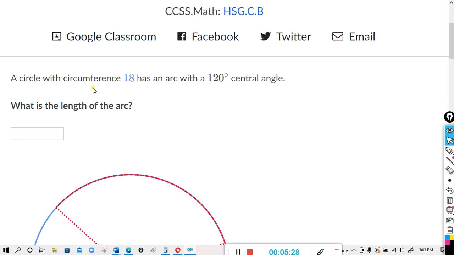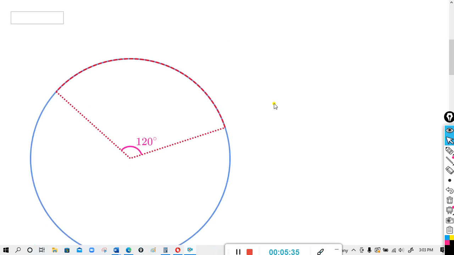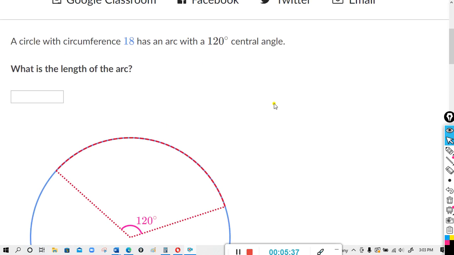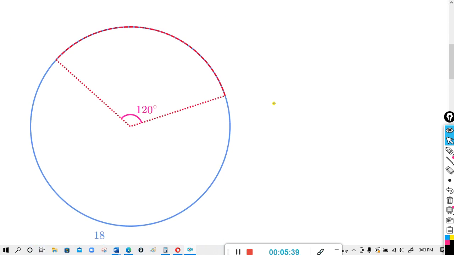All right, it says the circle has circumference 18, and the arc has a 120-degree central angle. Let's take a look. They want to know the length of the arc. So same ratio and proportion: theta over 360 is going to equal S over C.